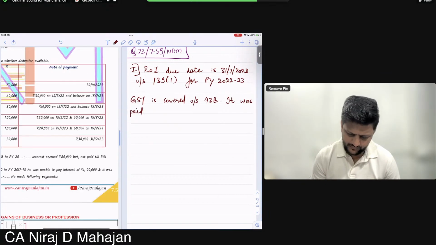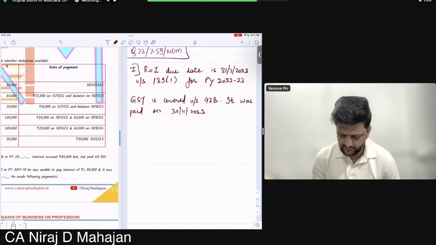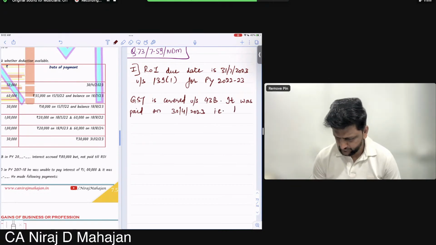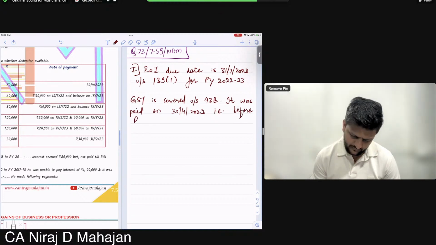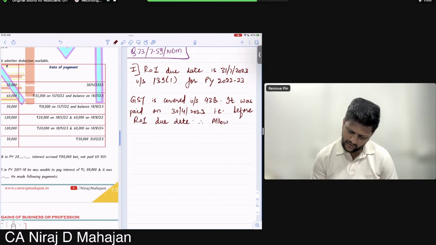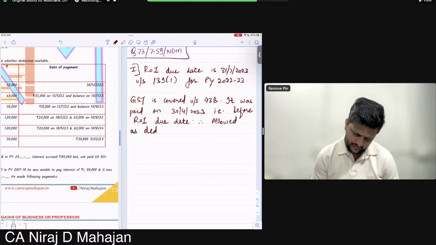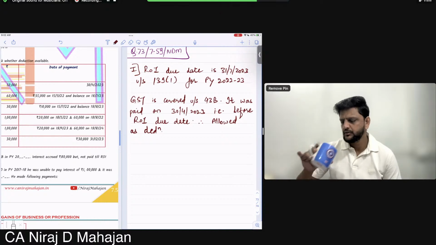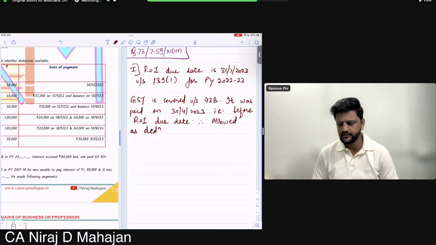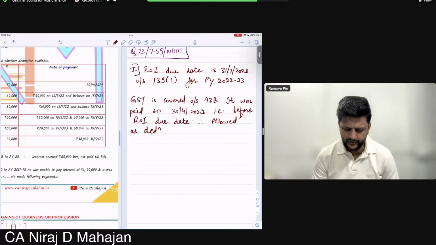It was paid on 30th April 23. Correct, Leo? That is before ROI due date. Therefore, allowed as deduction. Therefore, allowed as deduction. Clear, Leo?